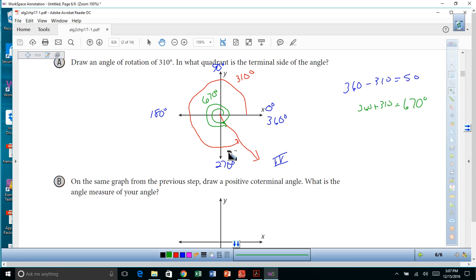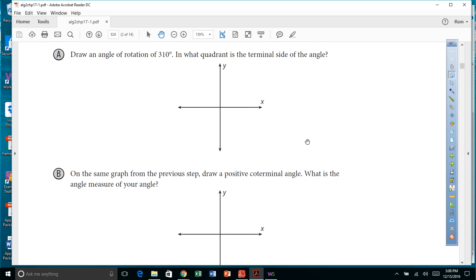So that's B. C, on the same graph from the previous two steps, draw a negative coterminal angle. So let's draw a negative coterminal angle. We're going to start here, and we're going to go clockwise, and we'll stop right there. Well, how far is that? That would be 360 degrees minus 310 degrees. That gives us 50. So we're going to call this negative 50 degrees. And the negative just tells you the direction. If it's positive, you're going counterclockwise. If it's negative, you're going clockwise. All right, so that's A, B, and C.